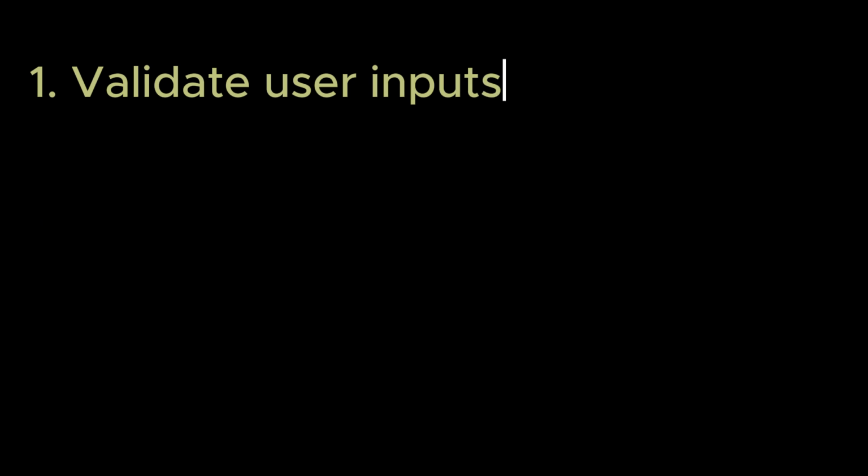Now let's see the fifth mistake: not securing APIs properly. Validate user input to prevent injection attacks such as SQL injection or cross-site scripting. By validating and sanitizing inputs, you can ensure that only safe and expected data is processed by the API.